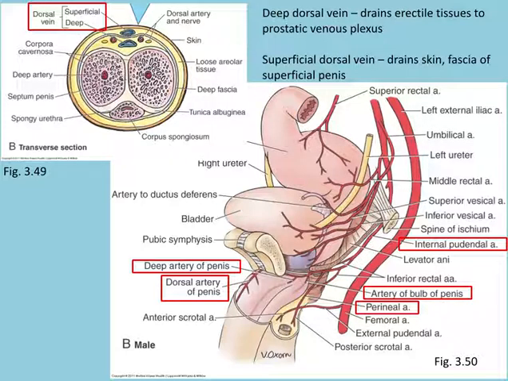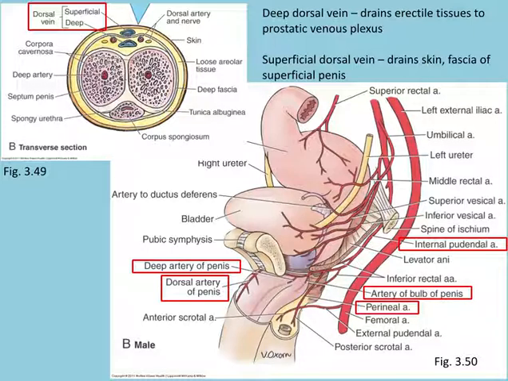All right, so here you can see how that deep artery of the penis is actually within the corpora cavernosa. Okay, whereas the dorsal arteries are still within that perineal fascia, or that deep fascia, but they're not within the corpora cavernosa, so they're supplying basically all the other structures of the penis.